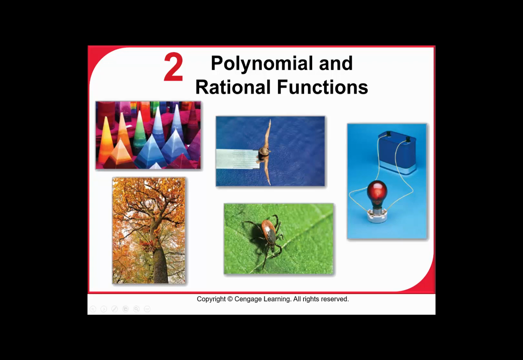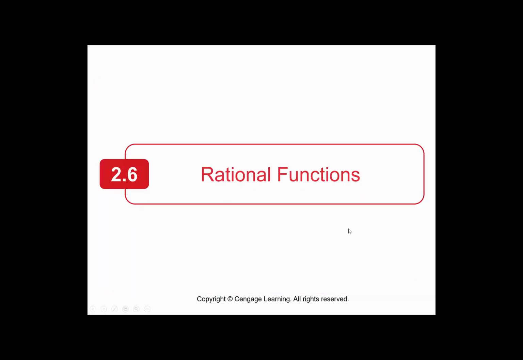Alright, so now let's take a look at section 2.6. I want to take a look at rational functions. A typical rational function is a polynomial function over another polynomial function. So it's a quotient of two polynomial functions.